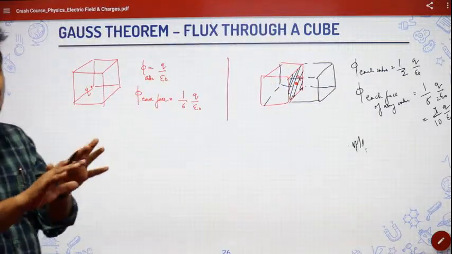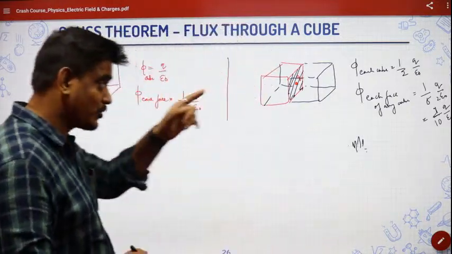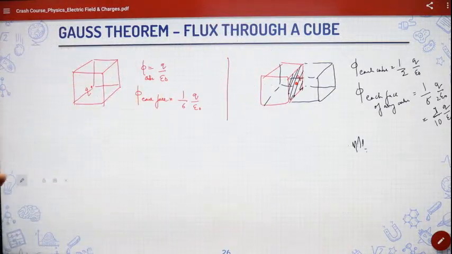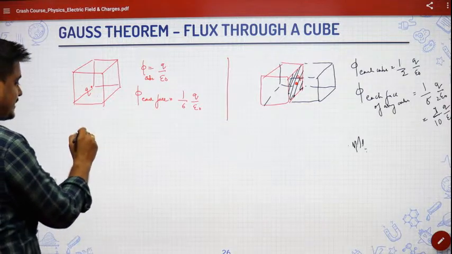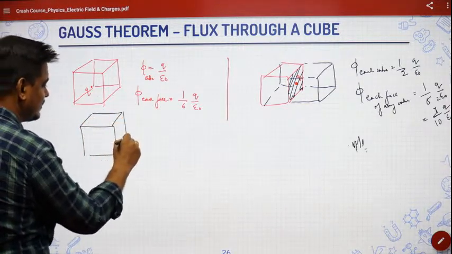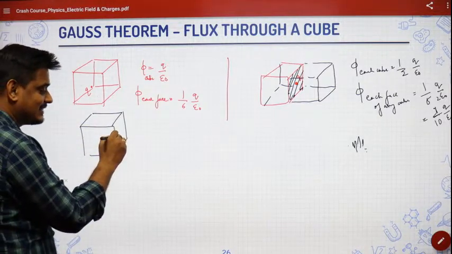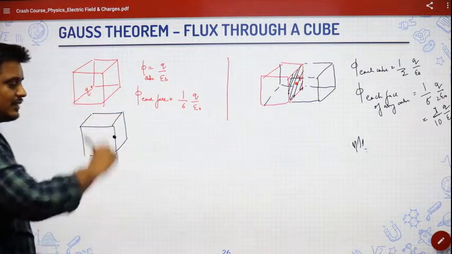And the flux through each face will be 1 by 10 times of Q by epsilon naught. These questions are very common in board examination also. So next, if you see, I have a cube and I am placing the charge at one of the edges, suppose somewhere here. Then what you will do?